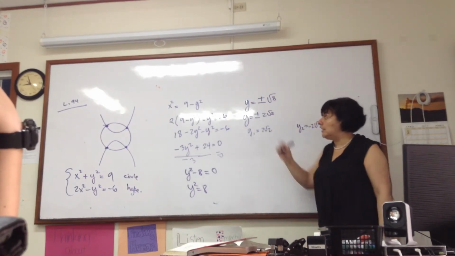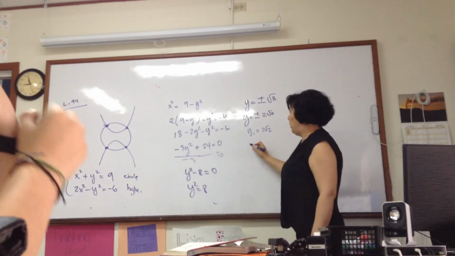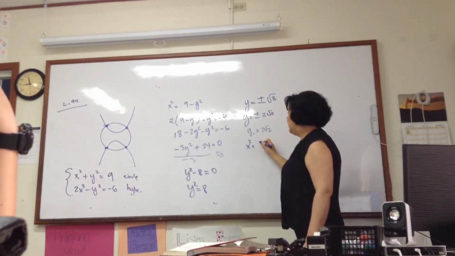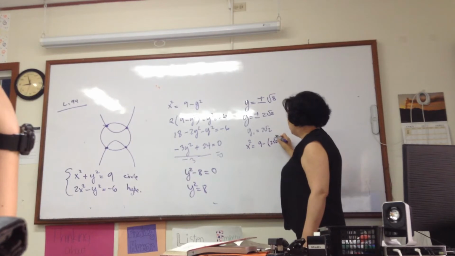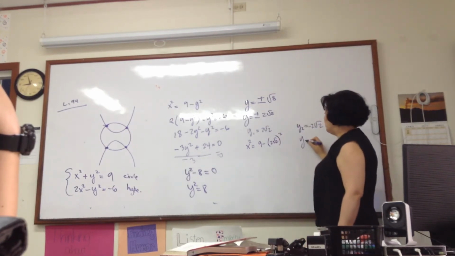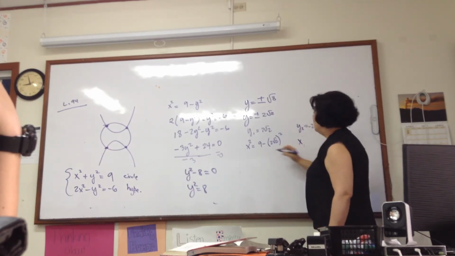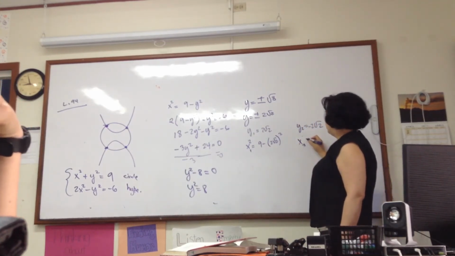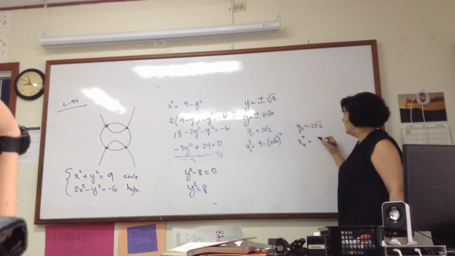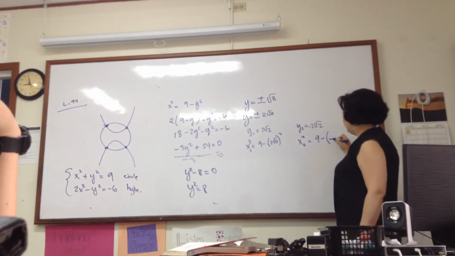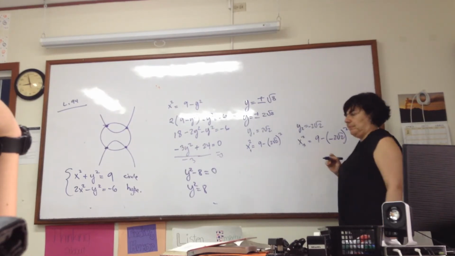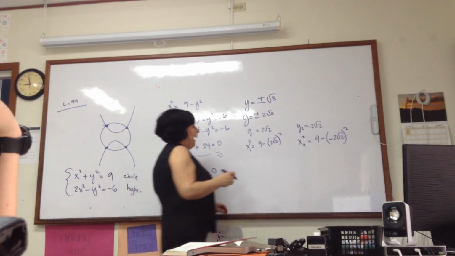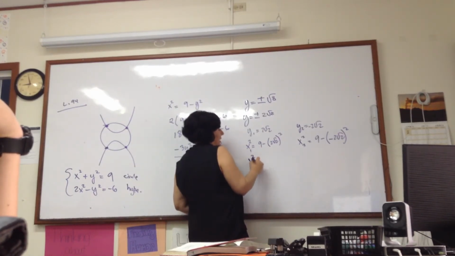So now I have to substitute it in here. So I put that x squared equals 9 minus 2 square root of 2 squared, because it's y squared. And for the other one, x squared equals 9 minus minus 2 square root of 2 squared. That's it. Okay? And you find out I have x squared equals 9 minus 8.